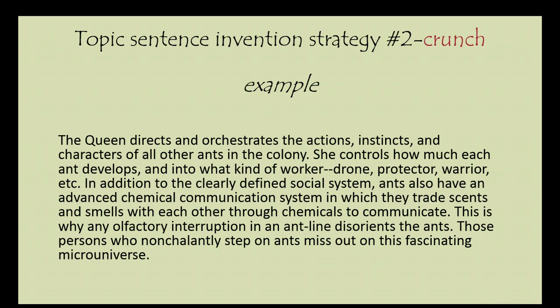So let's try that. The queen directs and orchestrates the actions, instincts, and characters of all other ants in the colony. She controls how much each ant develops and into what kind of worker, drone, protector, warrior, etc. In addition to the clearly defined social system, ants also have an advanced chemical communication system in which they trade scents and smells with each other through chemicals to communicate. This is why an olfactory interruption in an ant line disorients the ants. Those persons who nonchalantly step on ants miss out on this fascinating microuniverse.